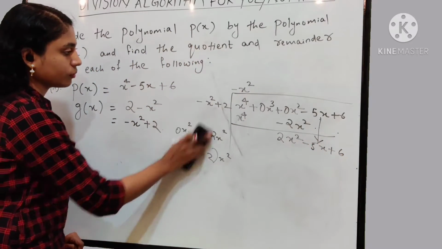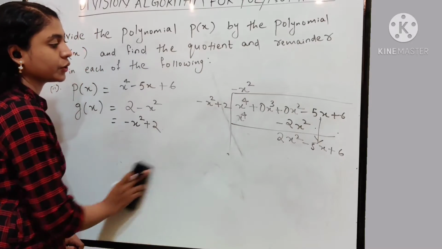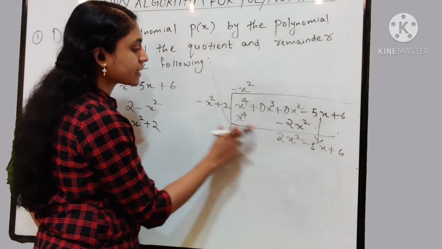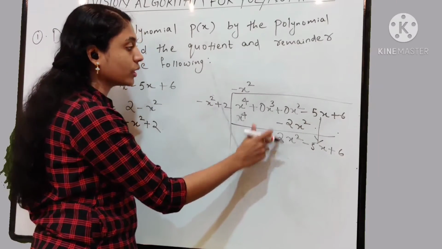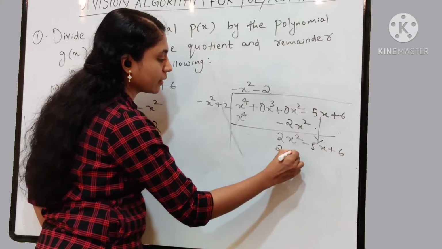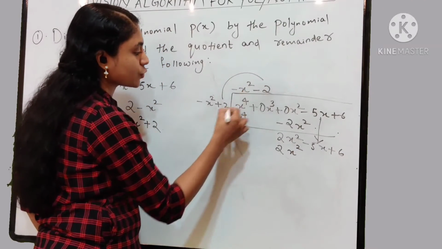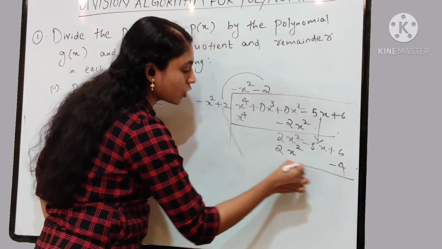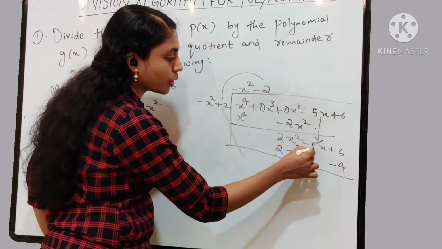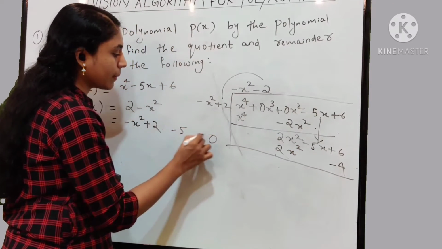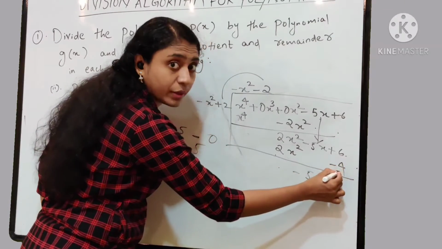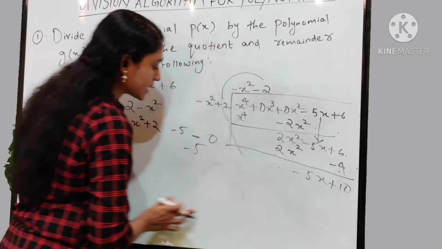Now do the division. Why? We are continuing the division because the degree of the remainder is equal to that of the degree of the divisor. Now minus x square into minus 2, it is plus 2x square, right? Minus 2 into minus x square, it is plus 2x square. Then what about this one? Plus 2 into minus 2 it is minus 4, and it should be under the constant term. You have to write it under the constant term. This becomes cancelled, it becomes 0. And what about the x term? Minus 5 and 0, right? Minus 5 minus 0 is minus 5 itself. So minus 5x. Then 6 minus of minus 4, 6 plus 4 is 10. Plus 10. Minus 5x plus 10.